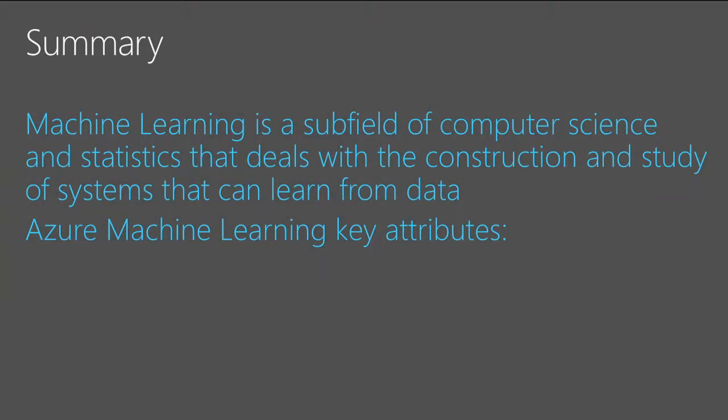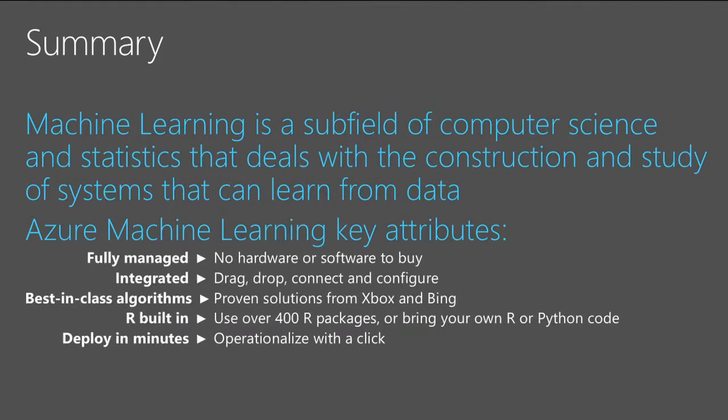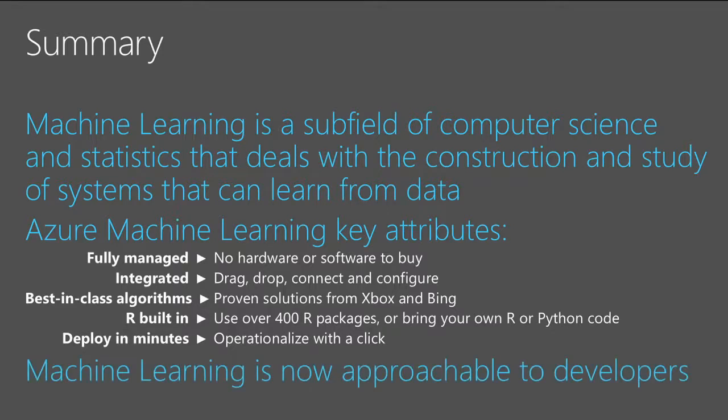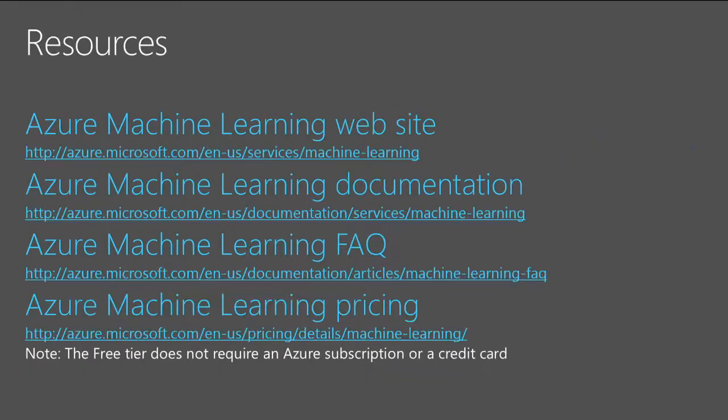In summary, today I hope that you've learned that machine learning is a subfield of computer science and statistics that deals with the construction and study of systems that learn from your data. Key attributes: fully managed, nothing to install, ever. Integrated, using the web browser experience, drag, drop, connect, configure. This makes it really easy, but please do not confuse this with machine learning being easy. It makes it easier for you to experiment. Best-in-class algorithms, bring your own R or Python in as well. And as I've demonstrated today, you may deploy within minutes and operationalize your predictive modeling. Key point for this session is that machine learning is now approachable to you as professionals and in particular as developers.